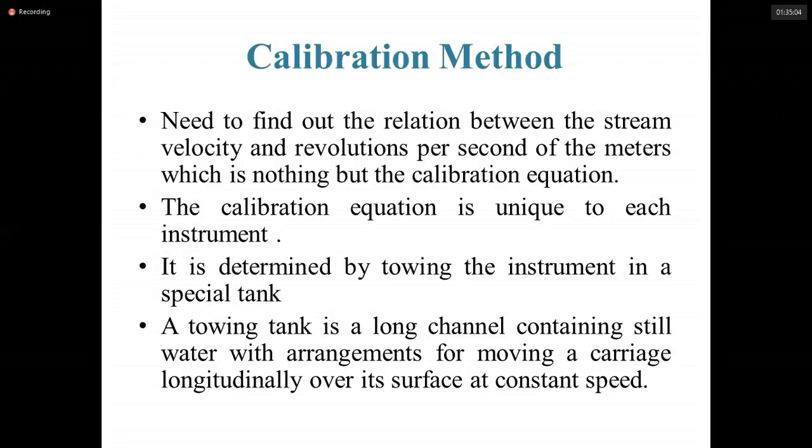So they attach a motor to the carriage. It will run at a constant speed, and it will show the speed at which the carriage is moving. With the current meter, we can get the number of revolutions per second. So for a particular speed, we can get the number of revolutions. According to these two, they can develop a graph. With the graph, they can get the A and B values.